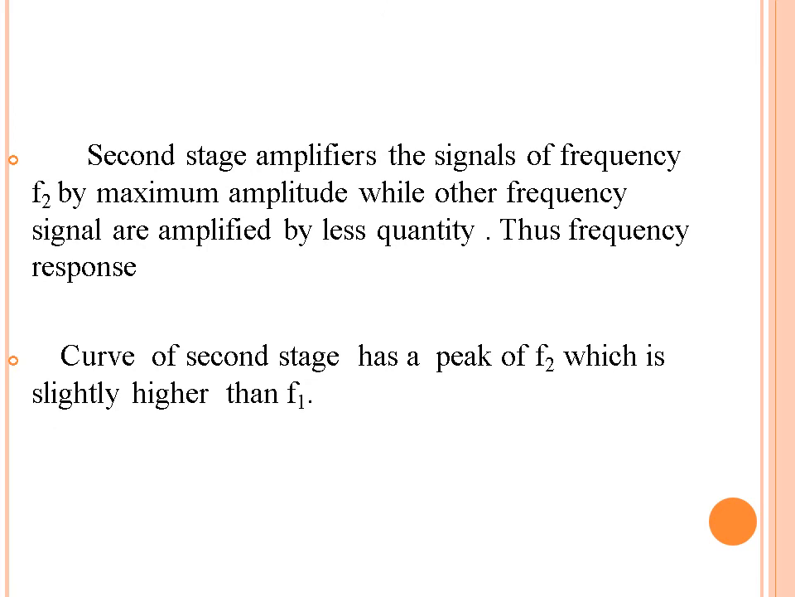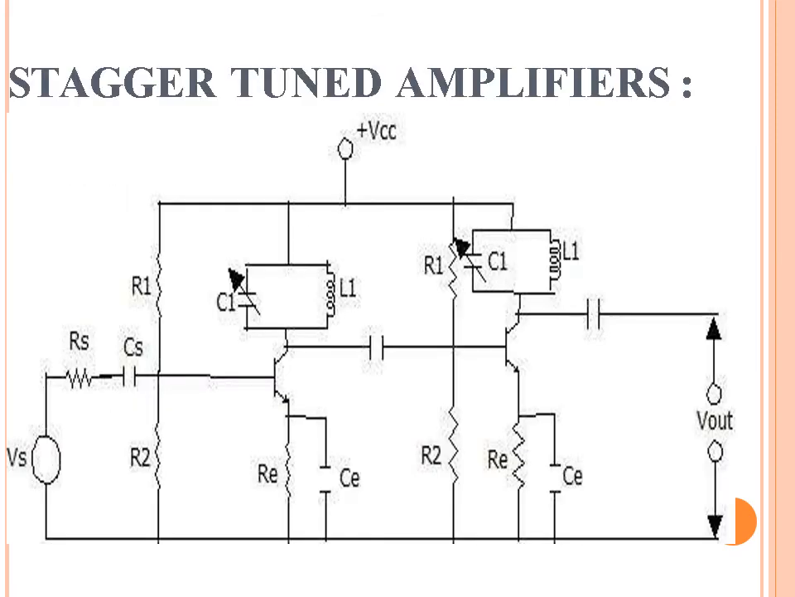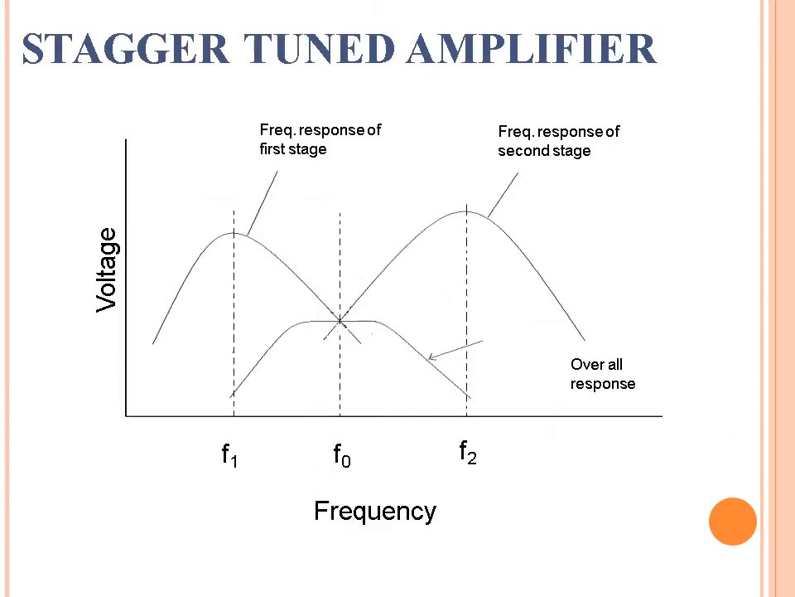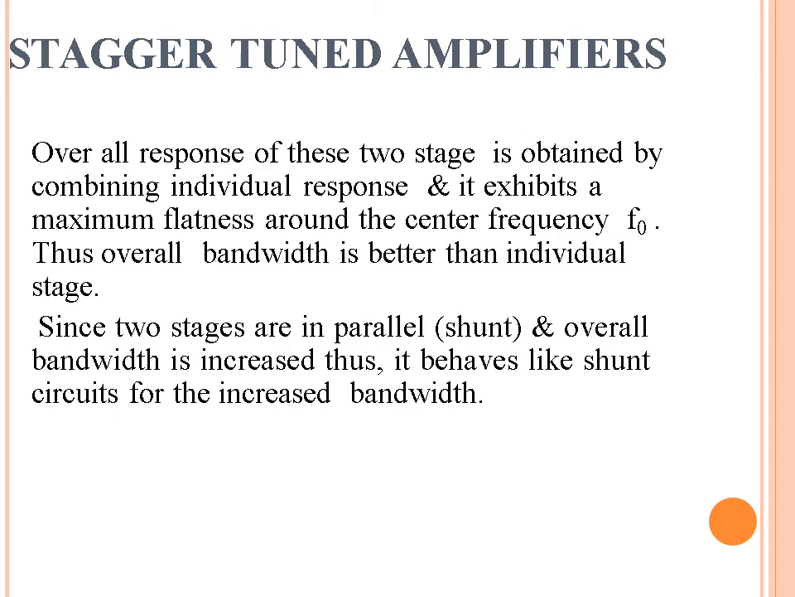The second stage amplifier amplifies signals of frequency f2 with maximum amplitude, while other frequency signals are amplified by a lesser quantity. Thus the frequency response of the second stage is given here, that is, the peak of f2 will be slightly higher than f1. This is the diagram of the staggered tuned amplifier. This is the frequency response of the staggered tuned amplifier.